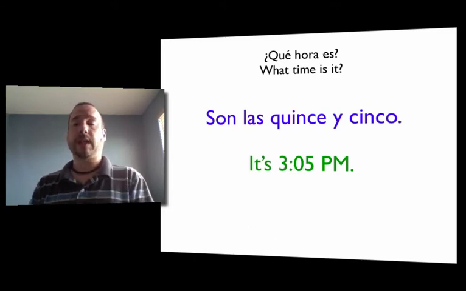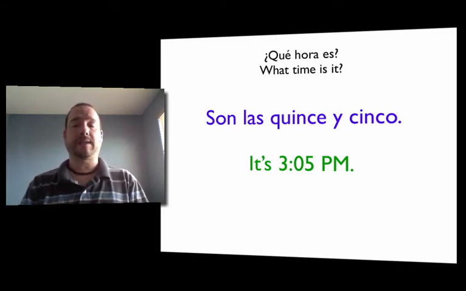So it's 15 o'clock and 5 minutes. 15 o'clock translates to 3 o'clock p.m. and then 5. So it's 3:05 p.m.